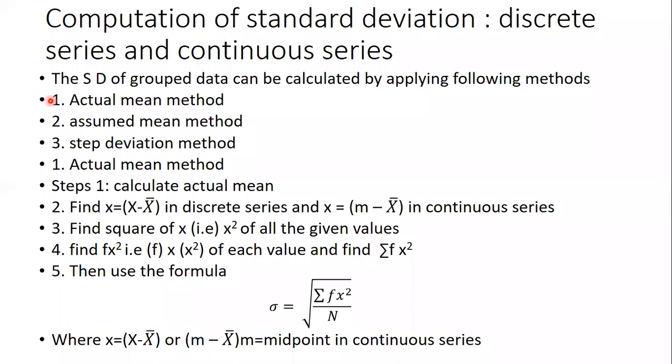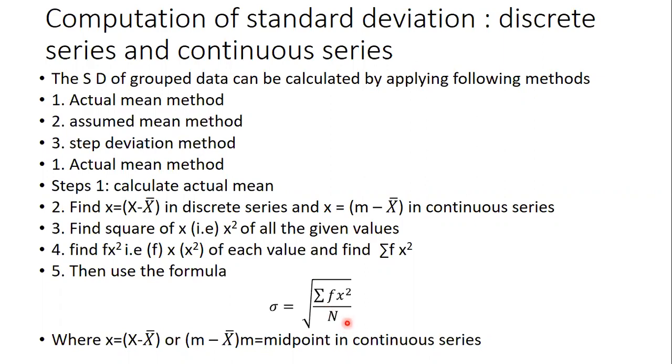So this was the first method, that is actual mean, which we learned. Now under actual mean, the steps are very simple. You're supposed to calculate the arithmetic mean, then find the deviations in the name of x, square the deviations and add them. Then you have to multiply the squared deviations into frequency and add all of them. So then the formula will be root of sigma fx square by n.